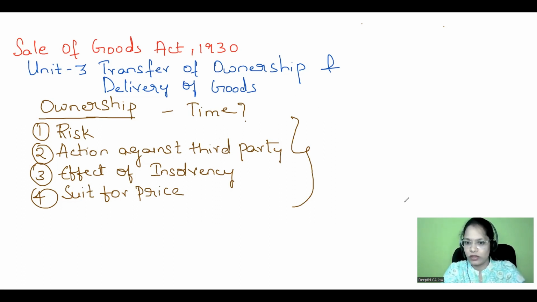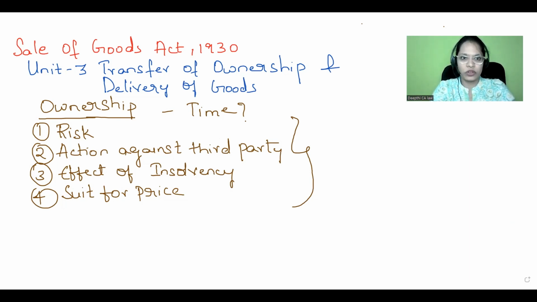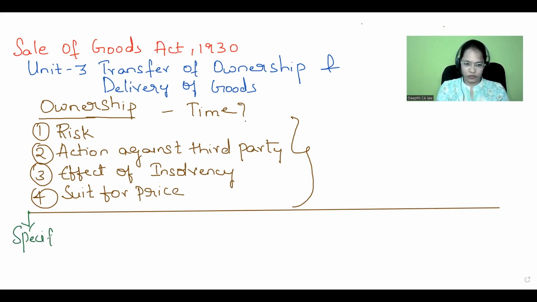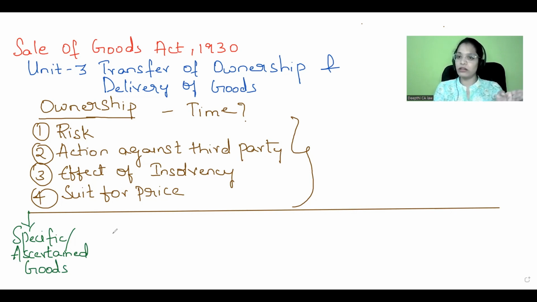Let me draw this. So in what way are we going to study this? You're going to study transfer of ownership in case of specific or ascertained goods. So in case of these goods, when the owner or seller is going to transfer the ownership to the buyer.